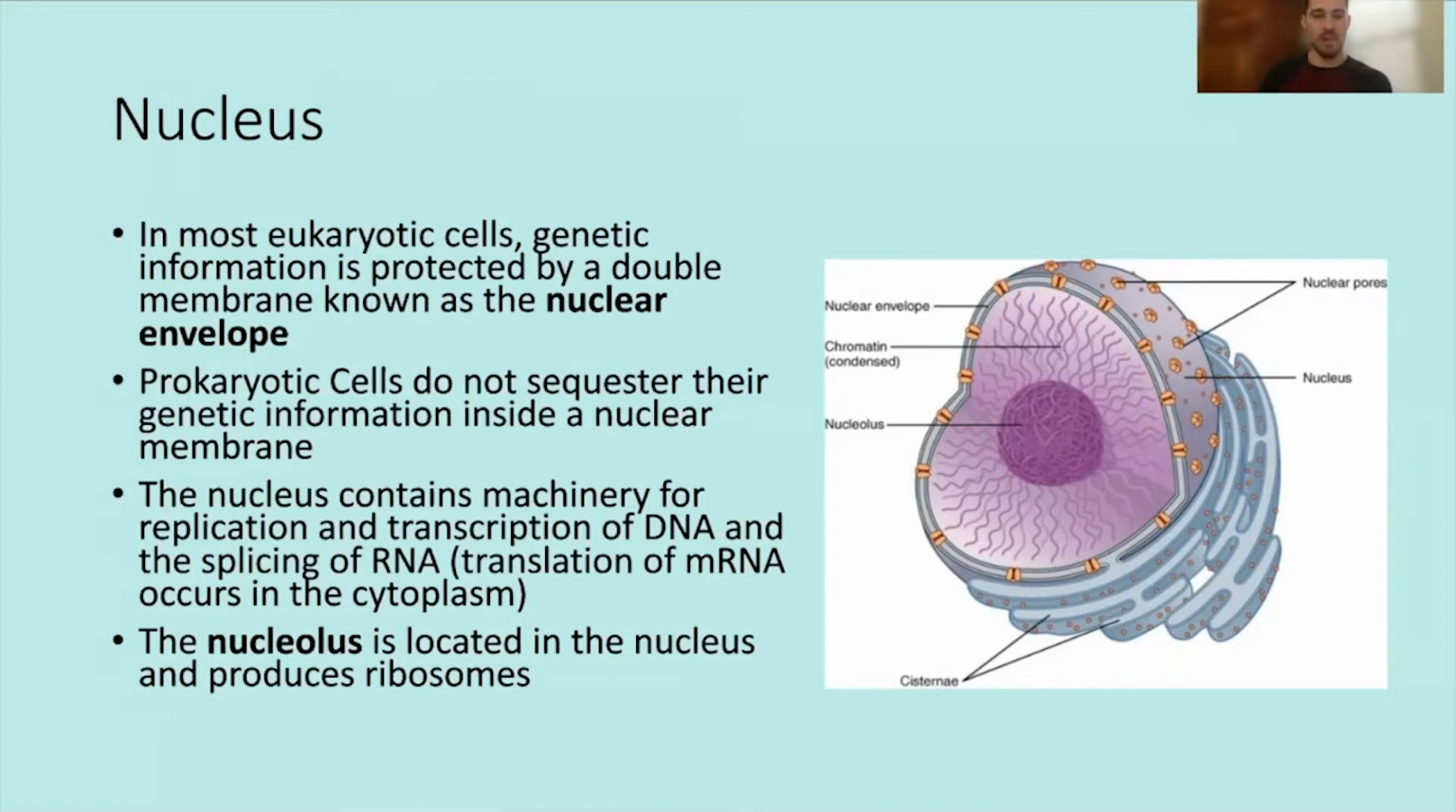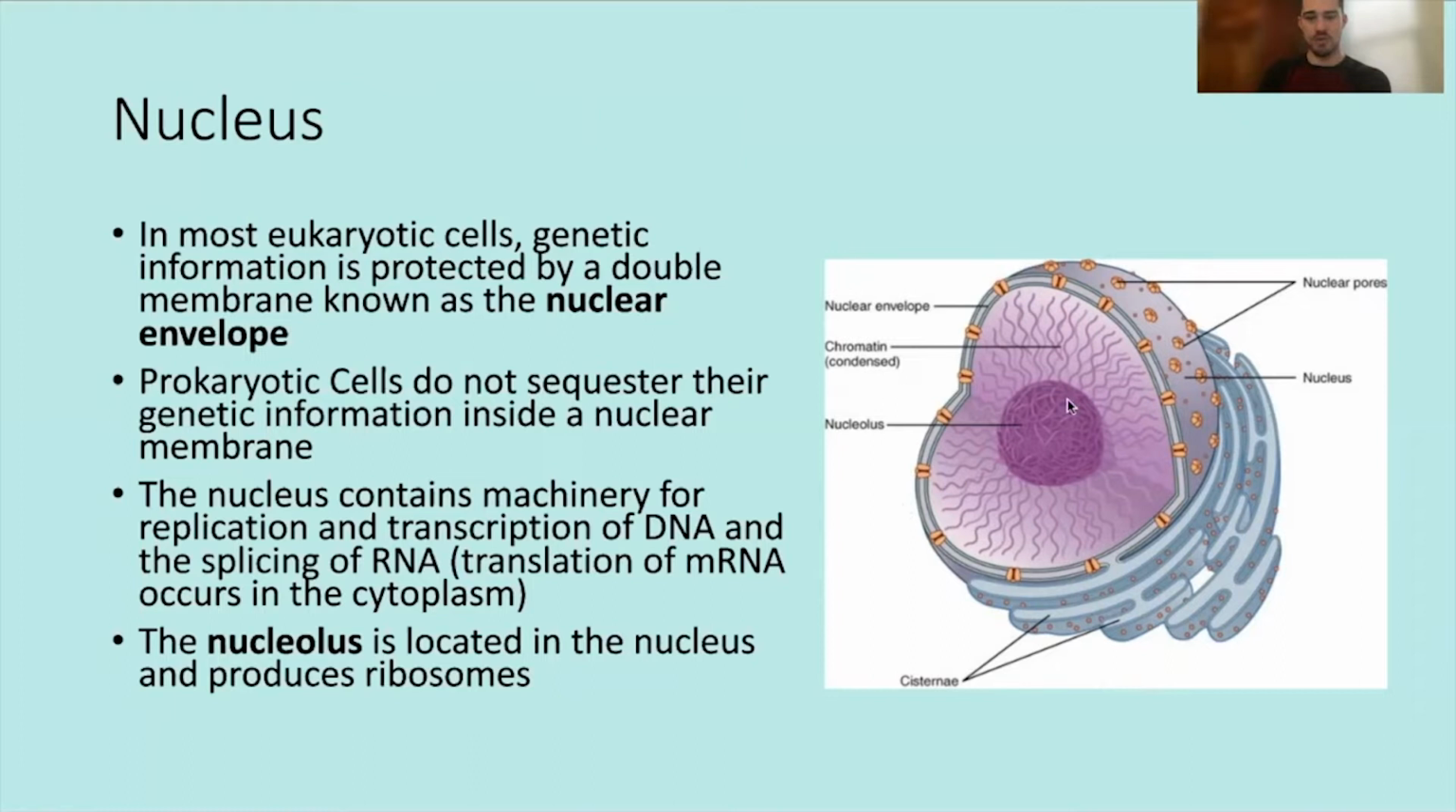cytoplasm, for example. So the nucleus contains machinery for replication and transcription of DNA and the splicing of RNA. The translation of mRNA occurs in the cytoplasm. So remember, if we're transcribing DNA, we're making that mRNA, it leaves the nucleus after being spliced, of course, and then translation occurs in the cytoplasm at the ribosomes.